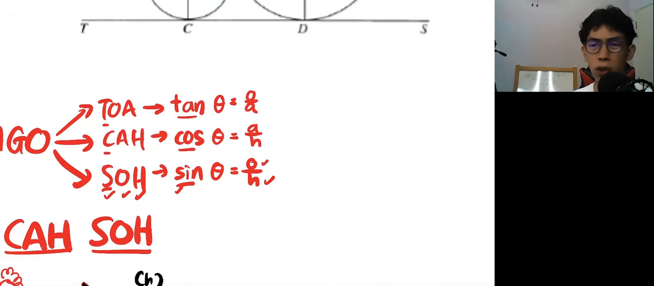I believe some of the teachers use the same memorizing skill as well, because there are only two different ways to memorize. Either they name it as Toa Caso, or maybe they name it as Soh Cah Toa. It's the same thing.